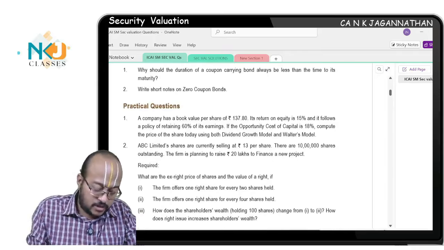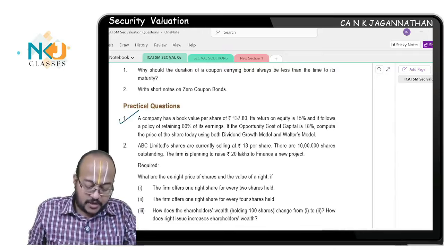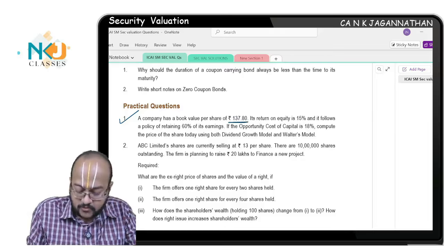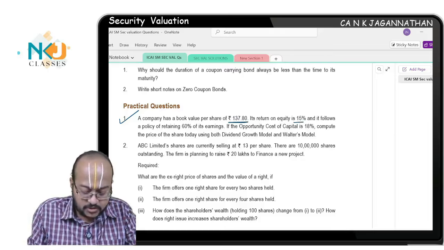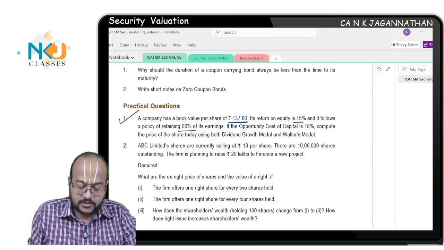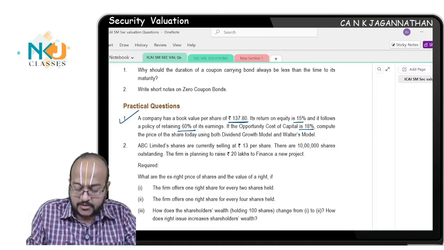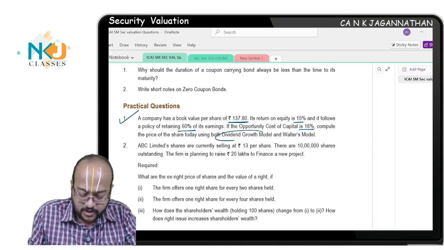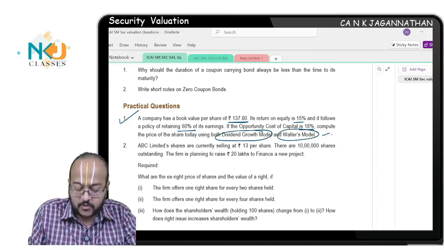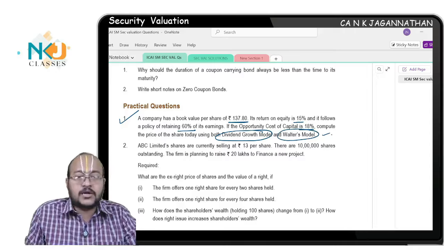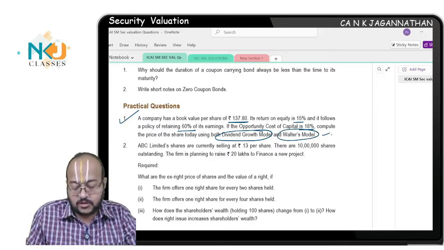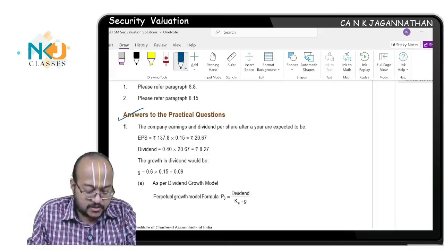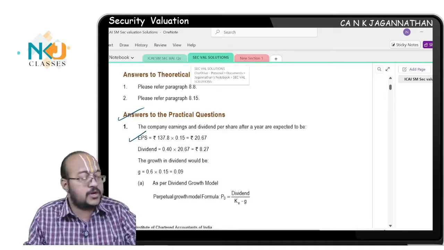Take question number 1 for discussion. A company has a book value per share of 137.8. Its return on equity is 15% and it follows a policy of retaining 60% of its earnings. If the opportunity cost of capital is 18%, compute the price of the share today using both the dividend growth model as well as Walters model. So basically, the dividend growth model means Gordon's dividend growth model, and then Walters model. First step, they have computed earnings per share.